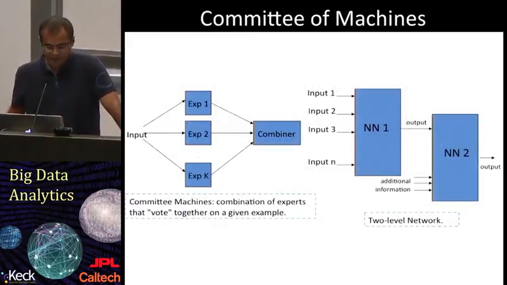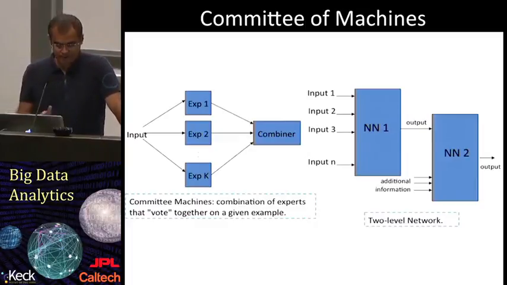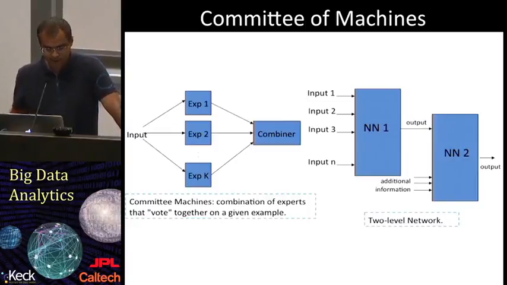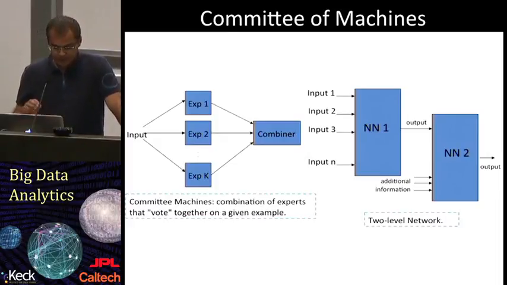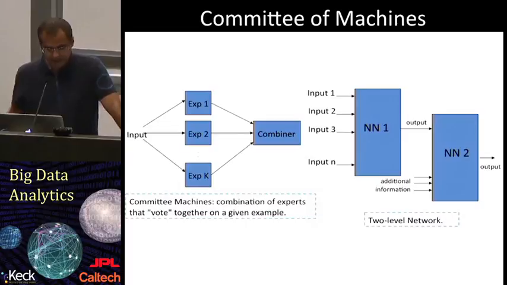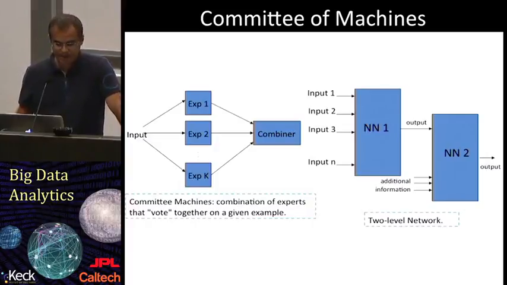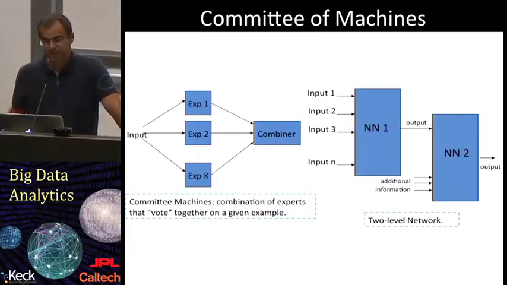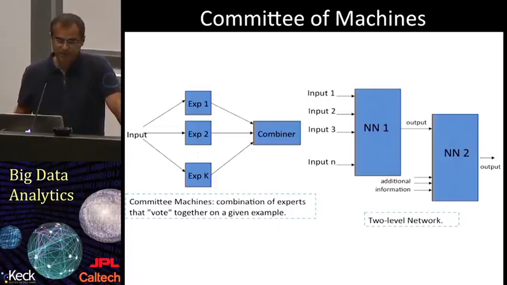One example is given by a committee of machines, like the one on the left, where we can have a combination of experts that vote together on a given example. Basically, each input object is given as input to each of the classifiers, and then can be classified according to the class that gets more votes. Another way to combine classifiers is having a two-level network, where the output of the first networks, plus some additional information, are given as input to the second network.